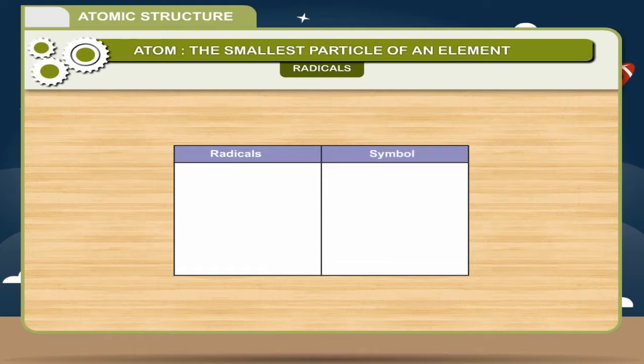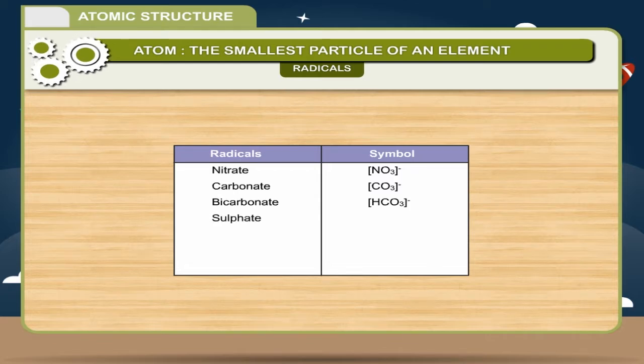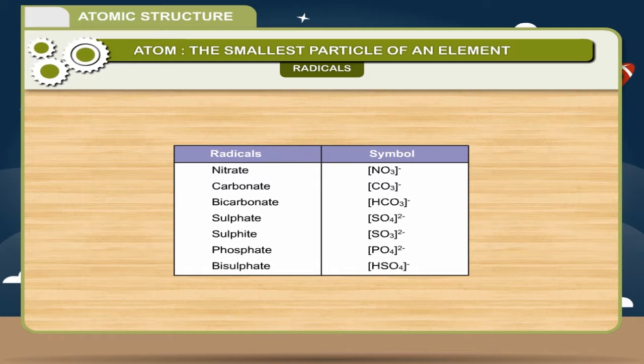Radicals, symbol. Nitrate, NO3-. Carbonate, CO3-. Bicarbonate, HCO3-. Sulfate, SO4 2-. Sulfite, SO3 2-. Phosphate, PO4 2-. Bisulfate, HSO4-.